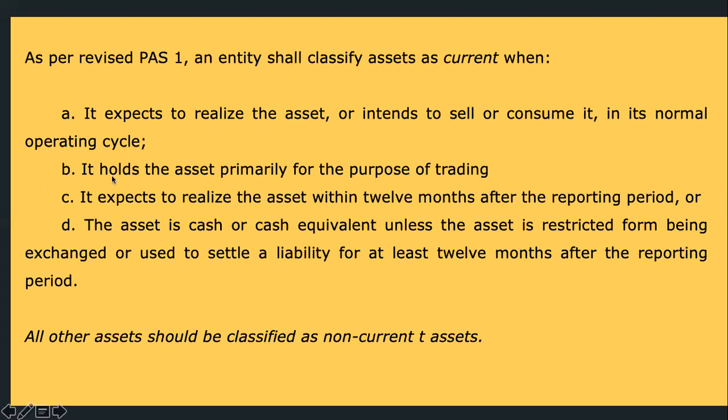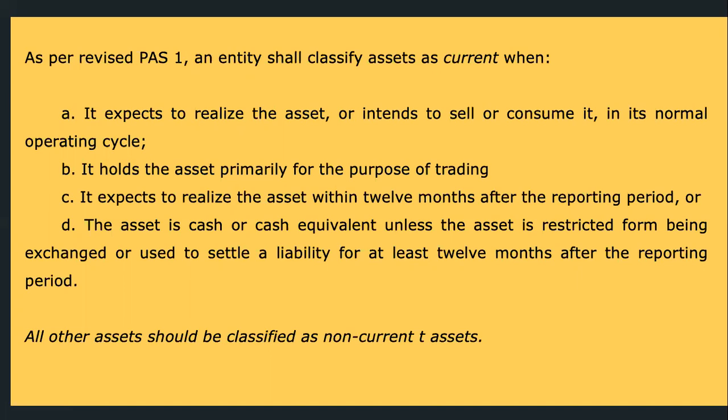Aside from this, it holds the asset primarily for the purpose of trading. So if the purpose is for trading, automatically the account is classified as a current asset. It expects to realize the asset within 12 months after the reporting period. So again, it is expected to realize the asset within 12 months after the end of the accounting period.